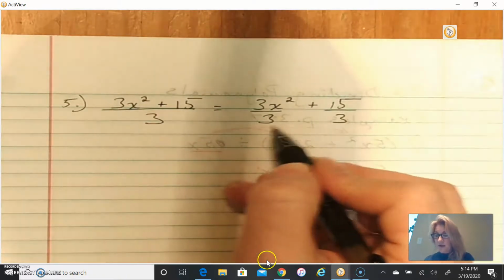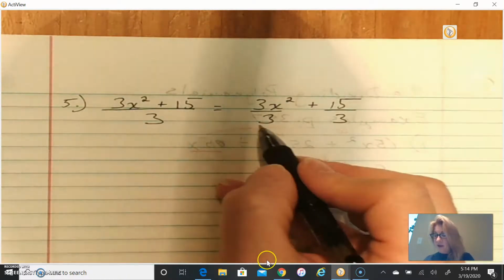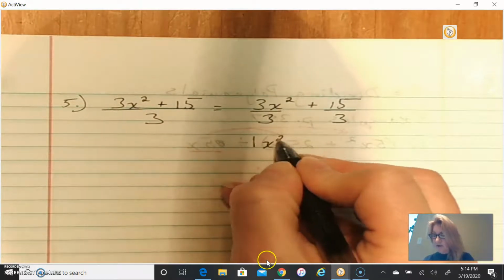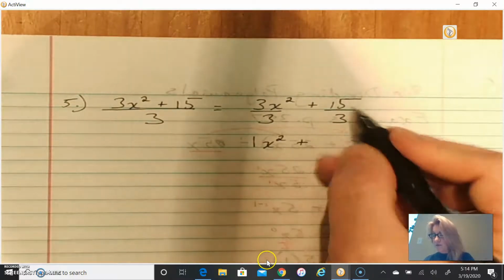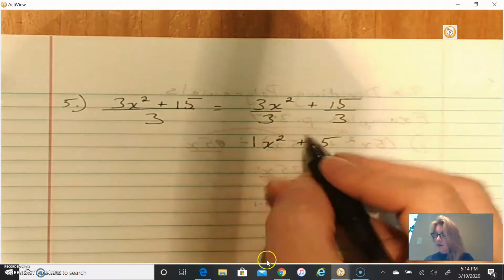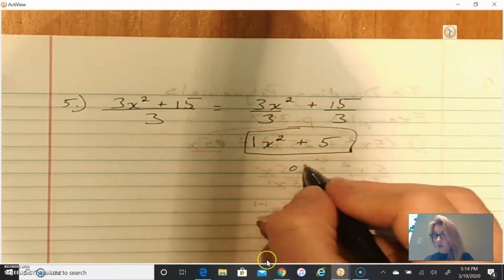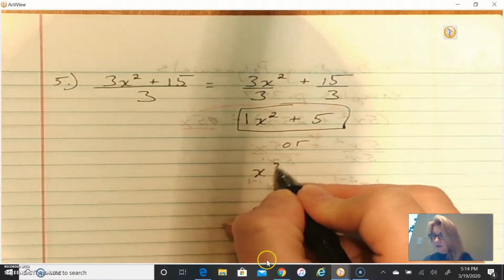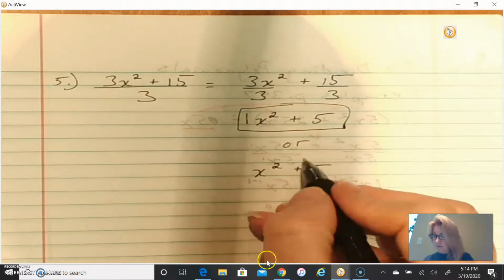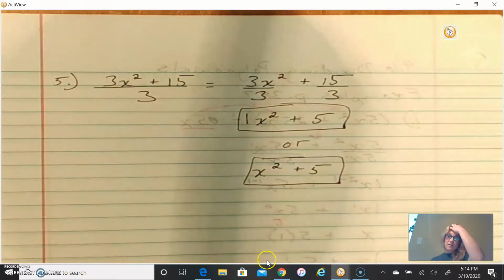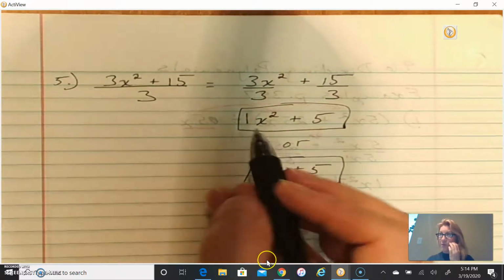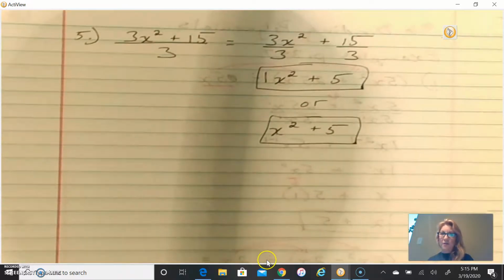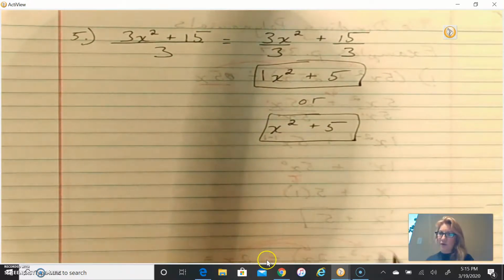There's no variable down here, so this is going to be easy. 3 divided by 3 is just 1. So there's no x or anything, so we just rewrite it. 15 divided by 3 is 5. There's your answer. Or you can drop that 1 because you really don't need it. And there's your answer. So either one of those is acceptable. Okay? Remember that 1 does not need to be there. Okay? Either way. All right, so let's do another one.